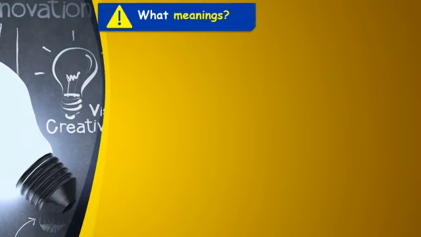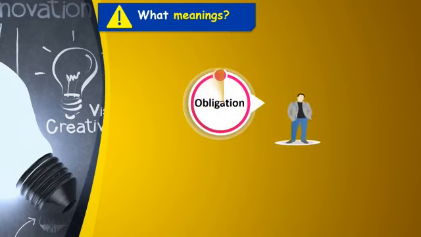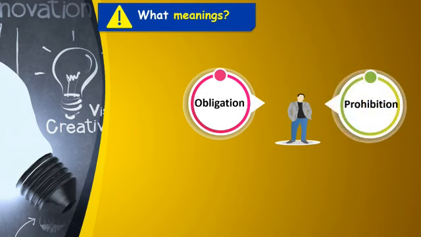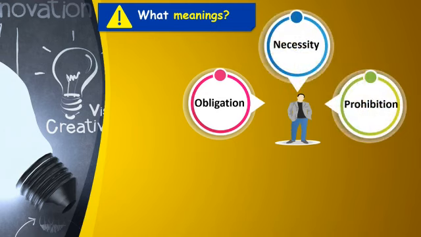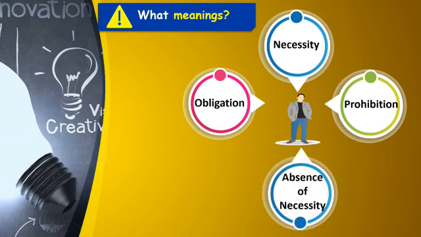Within the first part, we have seen modal verbs we use to express functions like request and permission. Today we will be focusing on 4 new functions or meanings. We shall see modal verbs we use for obligation, prohibition, necessity, and absence of necessity. We shall discover what these functions mean and the modal verbs we use to express them.